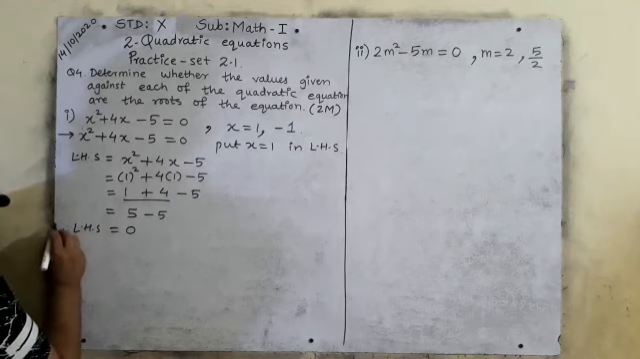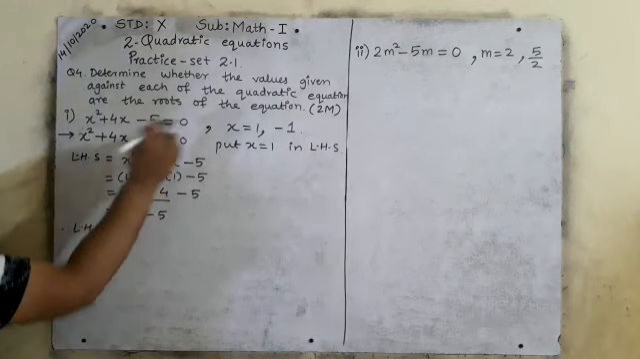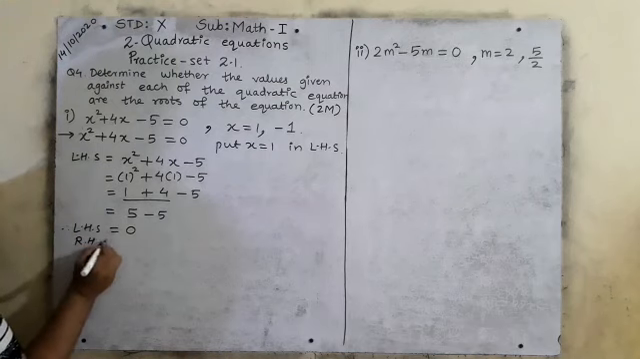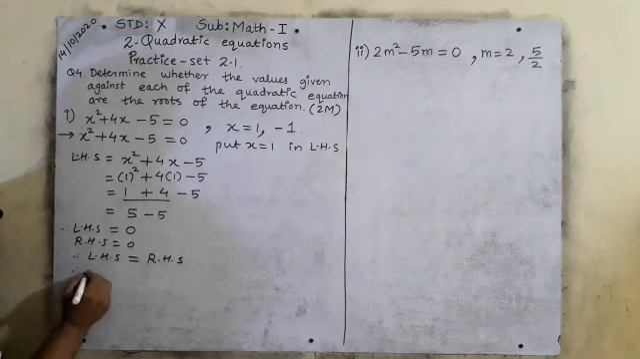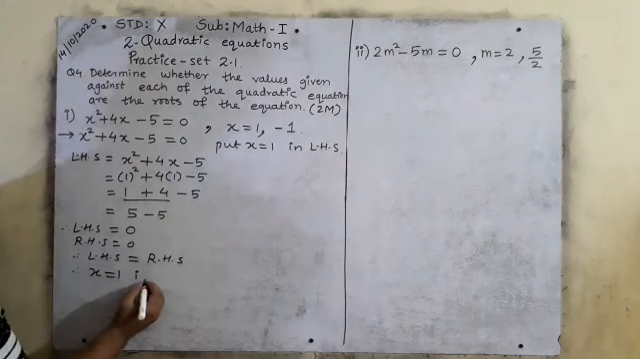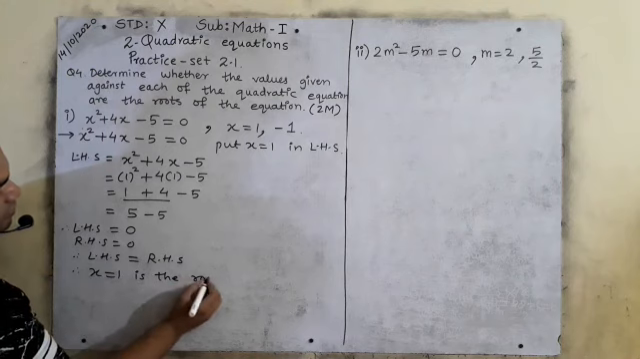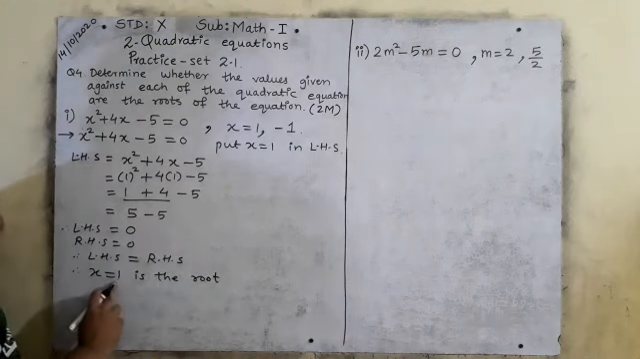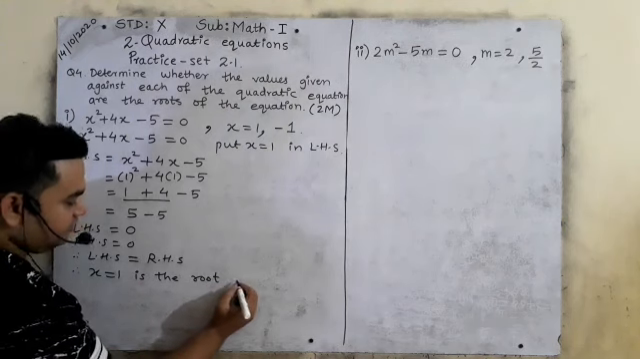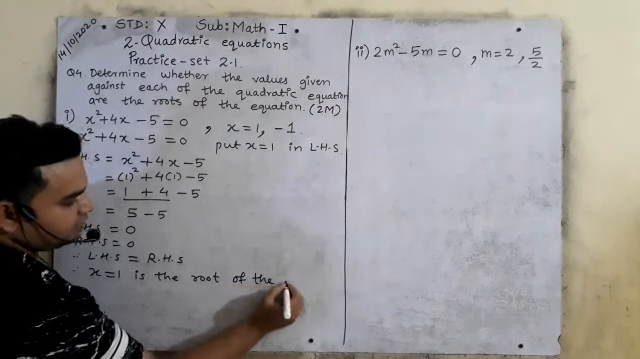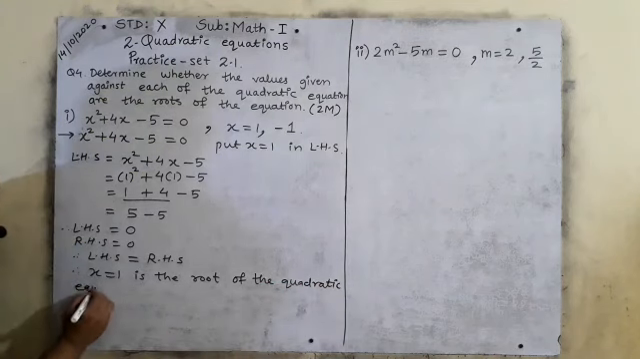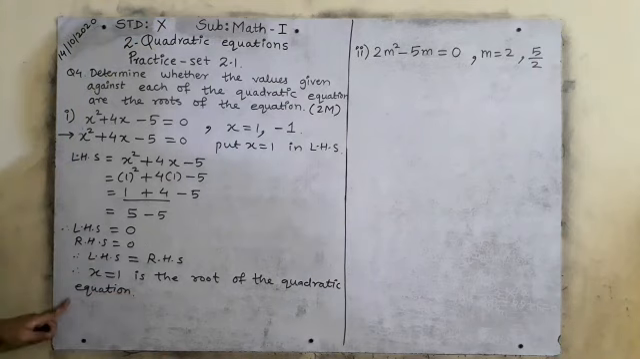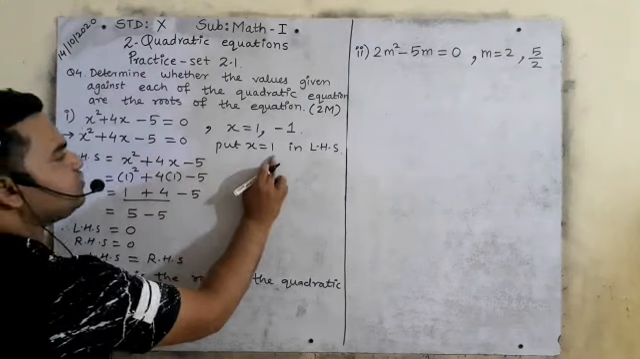Therefore left hand side is equal to 0. Can you see the right hand side is also 0? RHS is equal to 0. So therefore you can write LHS, left hand side, is equal to RHS. Now you will write, therefore x is equal to 1 is the root of the quadratic equation. Is it clear? Now like this only you will put x is equal to -1.